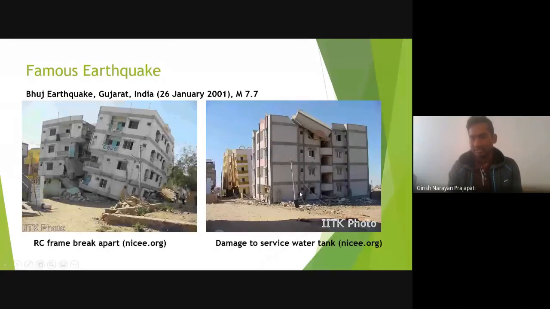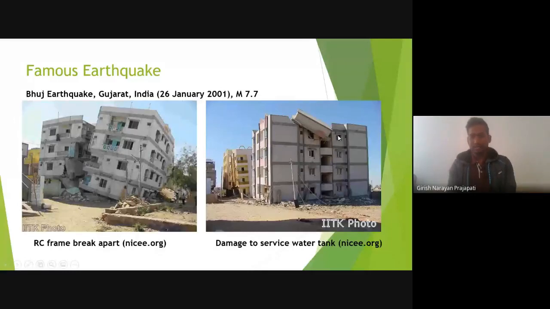It also gets damaged. So here the problem in this structure was the service tank. You should not make your service tank very heavy. If the service tank is very heavy, it can get damaged for sure. The rest of the building, you see, has no such kind of damage. But the service tank damage completed the upper story of the building.